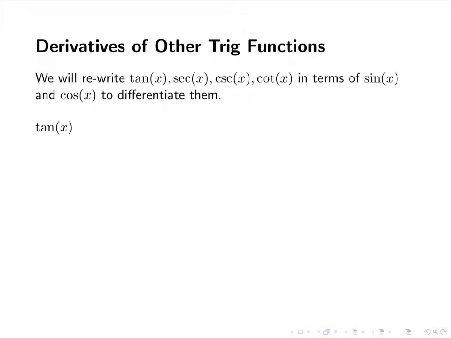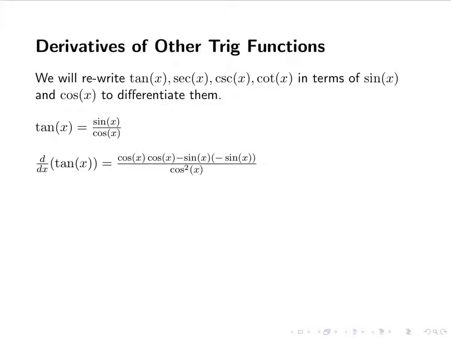So we're going to start with tan of x. Tangent is sine over cosine, so when we differentiate, we'll use the quotient rule, and we'll get the derivative of sine, which is cosine, times v, which is also cosine, minus our original u, sine, times the derivative of cosine, which is negative sine, and then all over cosine squared. And when I clean that up, I get cosine squared x plus sine squared x divided by cosine squared x.